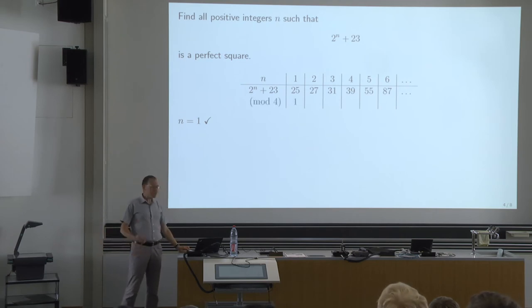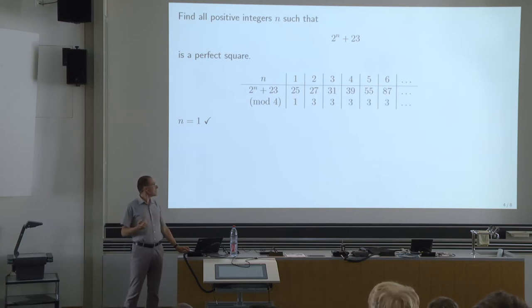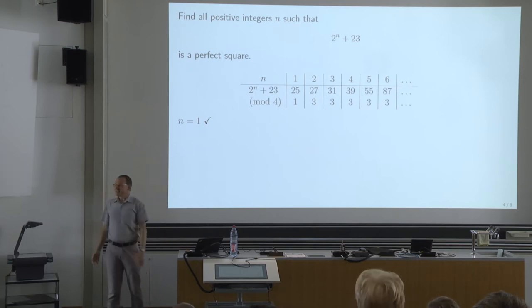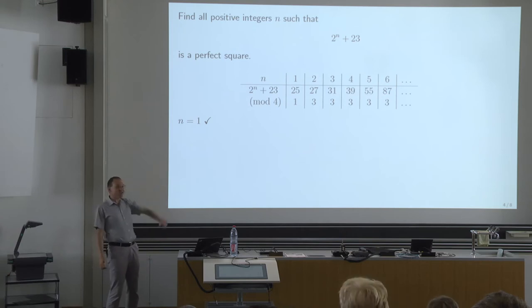Mod 4, 25 is congruent to 1. That's 24 plus 1. 27 is congruent to? 27 is congruent to 3. It's 24 plus 3. What about 31? Congruent to? 3 again. 39? 3 again. You only see 3s. And remember, a square cannot be congruent to 3 mod 4.